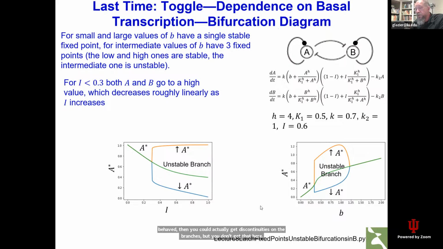And we talked about the classification of bifurcations. This is a classic pitchfork bifurcation. And here for B, actually on the high side, we have a classic pitchfork bifurcation. On the low side, we actually have a discontinuity. And so that's actually an inverse pitchfork bifurcation.